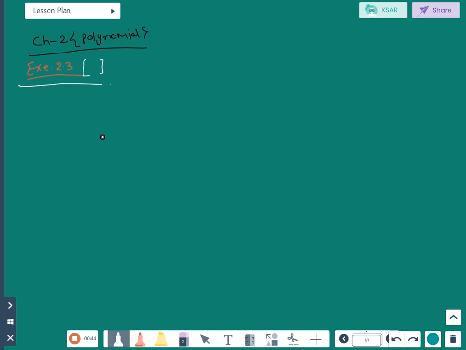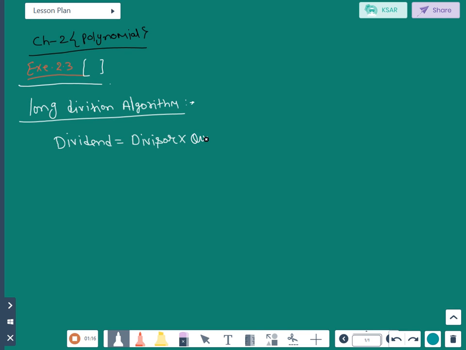So before the remainder theorem, firstly we will discuss the long division algorithm. Okay, students, in the long division algorithm, dividend is equal to divisor multiplied by quotient plus remainder.